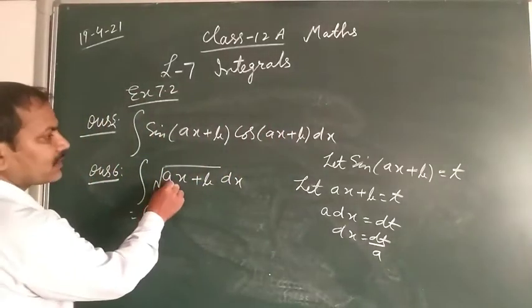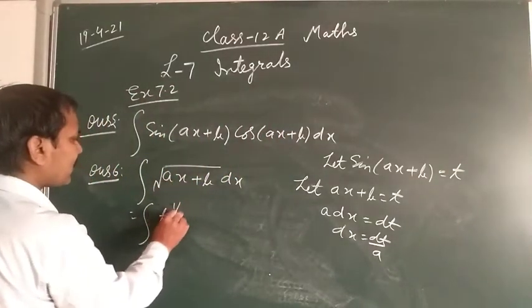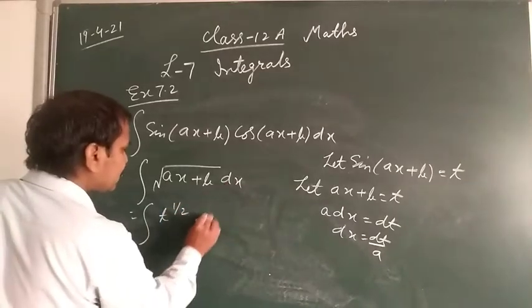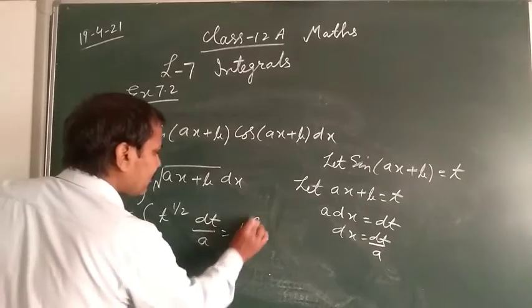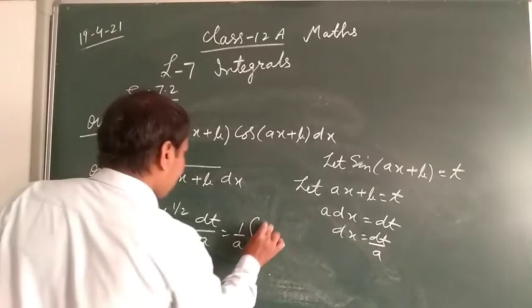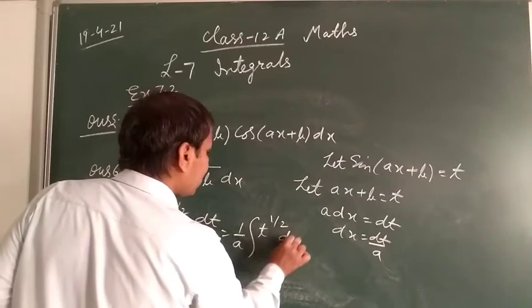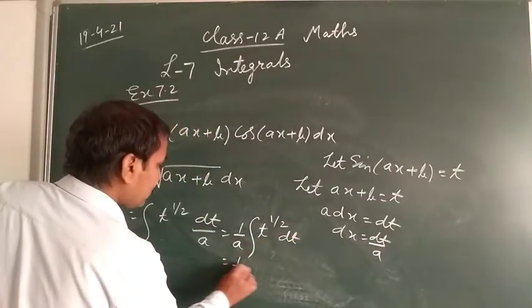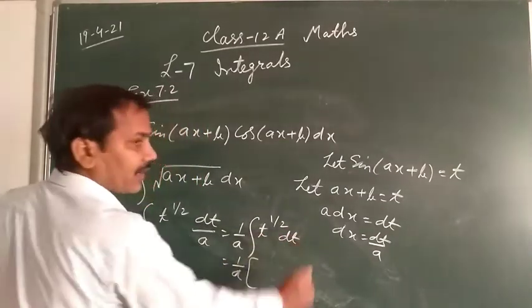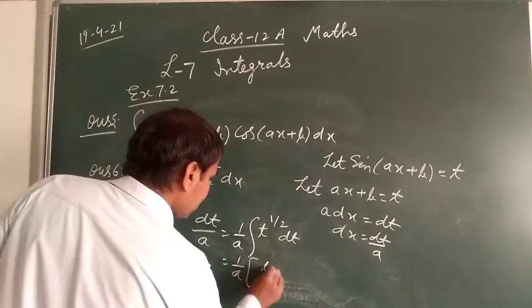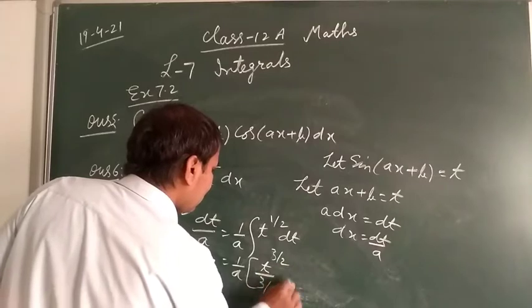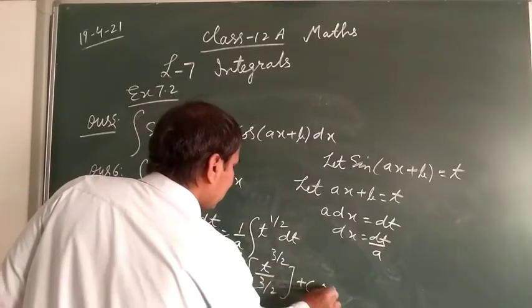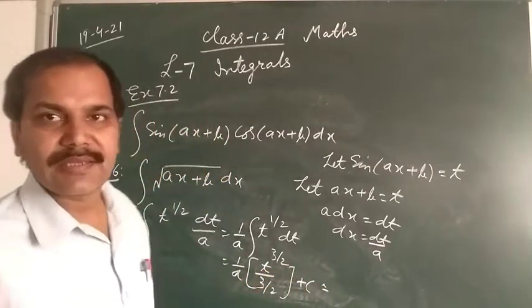So this under root becomes t power 1 by 2, and in place of dx, dt by a. So 1 upon a, being a constant, will come out, times t power 1 by 2. Then apply the formula for x power n dx: x power n plus 1 upon n plus 1, plus constant. Then putting the t value and simplifying, that will be the answer.